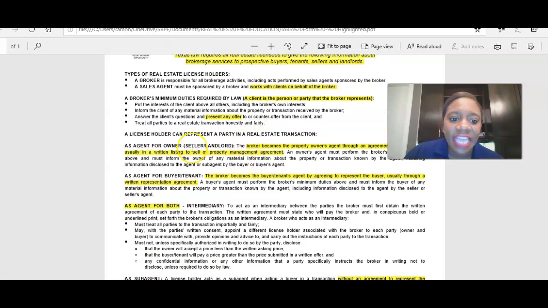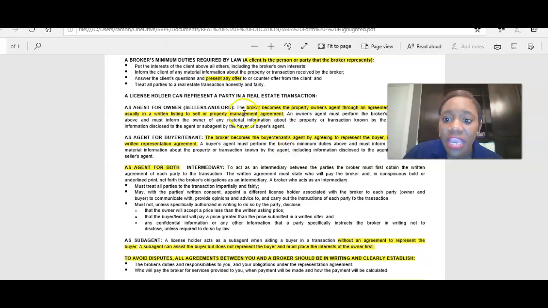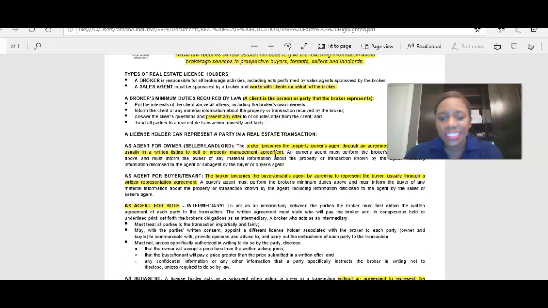If you are a seller, as an agent or owner for the seller, the broker becomes the property owner's agent through an agreement with the owner, usually in a written listing to sell or property management agreement. So that's how you get representation. It's usually done through a written agreement that you receive. An owner's agent must perform the broker's minimum duties, which are these duties above, and must inform the owner of any material information about the property or transaction known by the agent, including information disclosed to the agent or sub-agent by the buyer or buyer's agent.